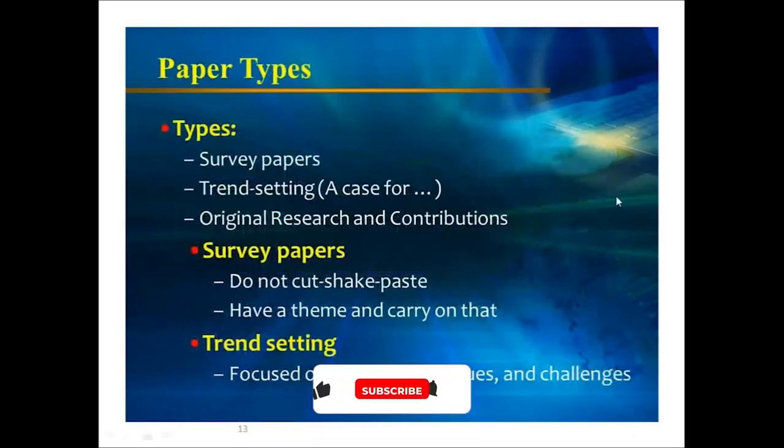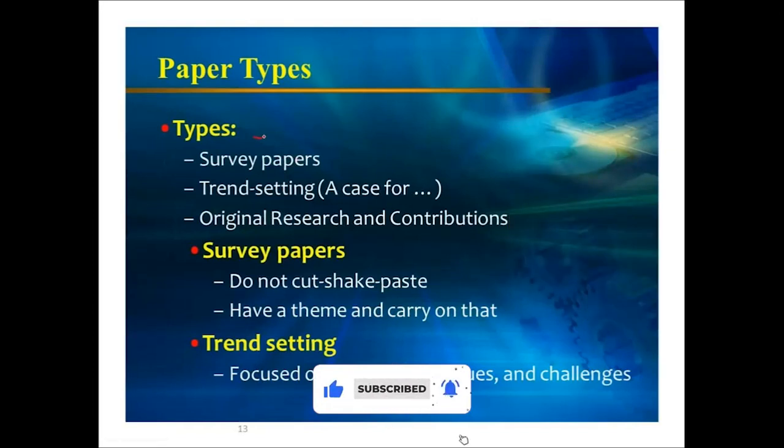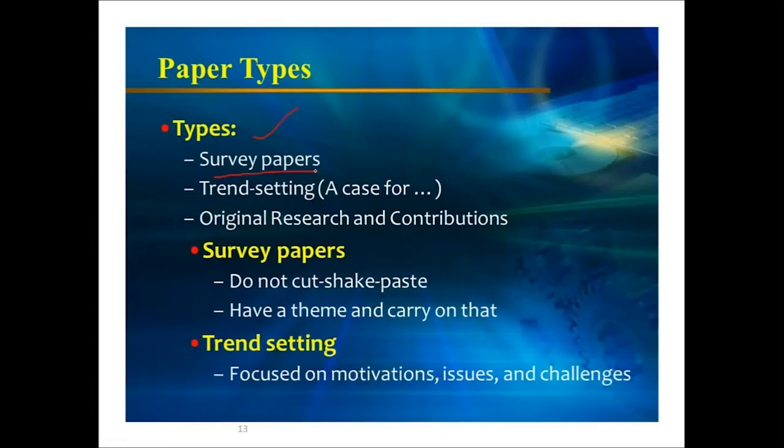Now coming to the next part: how many types of papers are available. Normally the types of papers are survey papers, which people are going to write, and today and tomorrow we will complete this part. Another type of paper is trend setting. Trend setting is nothing but giving a small case study article. This is a trend you see in magazines.